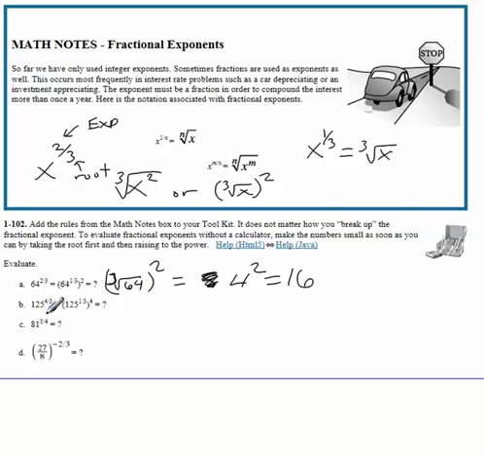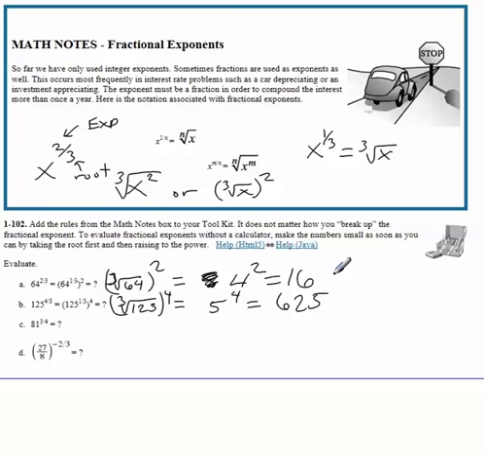Okay, here's 125 to the 4/3 power. So the denominator is raised to the 1/3. It's the same as the cube root. So the cube root of 125. And then we want to take that and raise it all to the 4th. So the cube root of 125 is 5. And then we're calculating 5 to the 4th. And 5 to the 4th is 625.